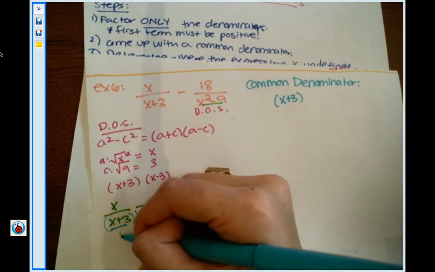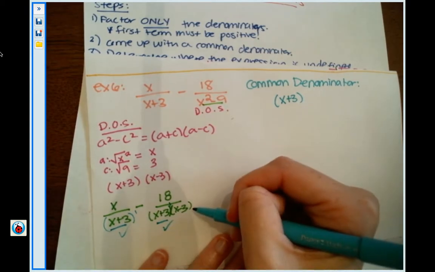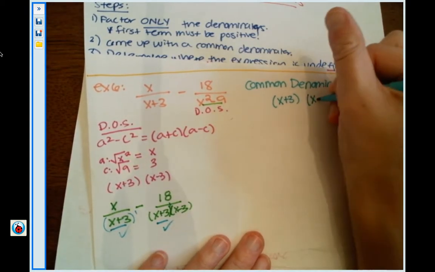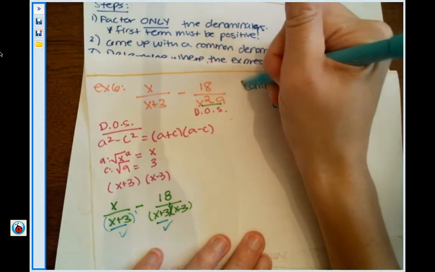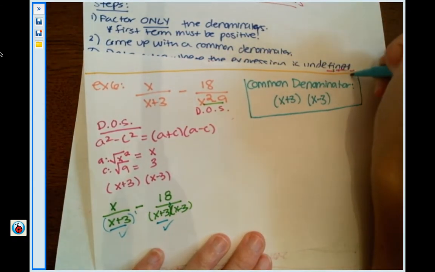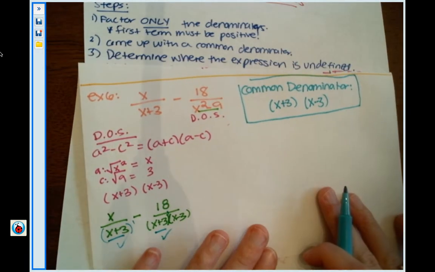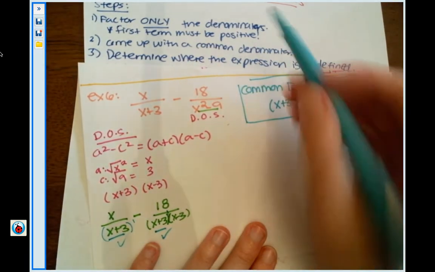Alright, and the only thing, so these two are done, so the only thing left is x minus 3. So I'm also going to list my x minus 3. So yay, that's my common denominator. Cool stuff, right? Alright, so that step's done, so bam, check.